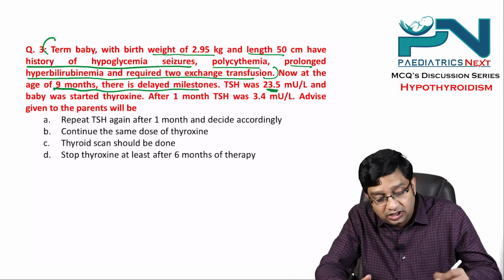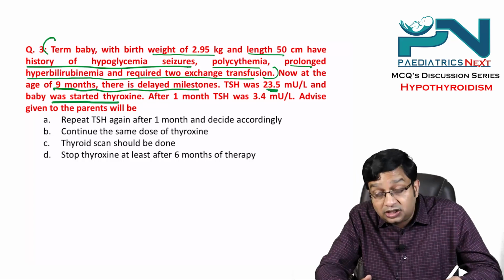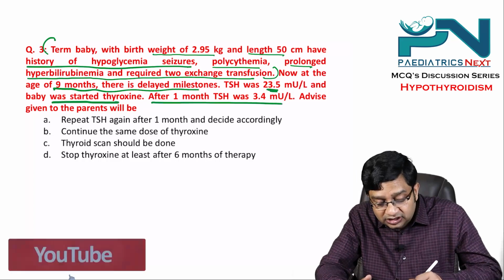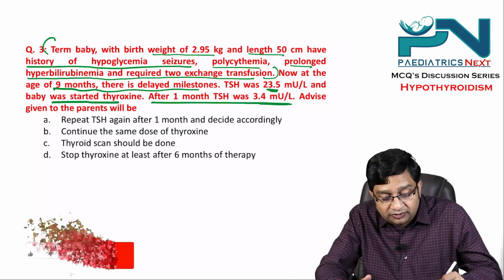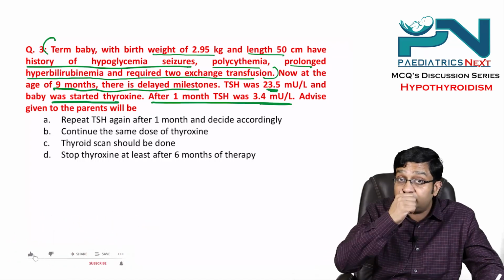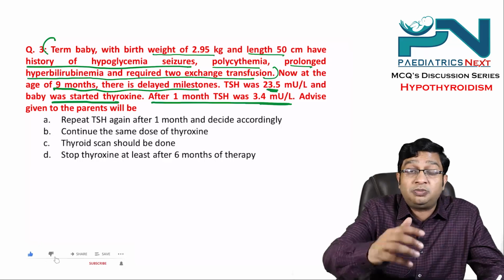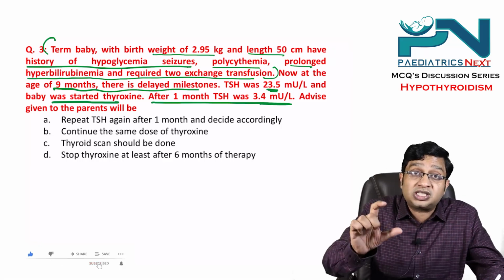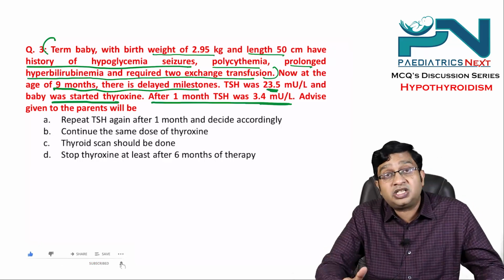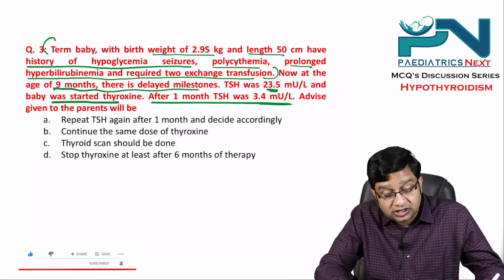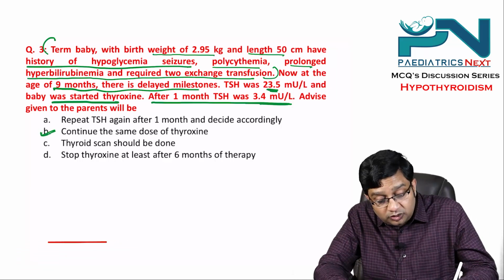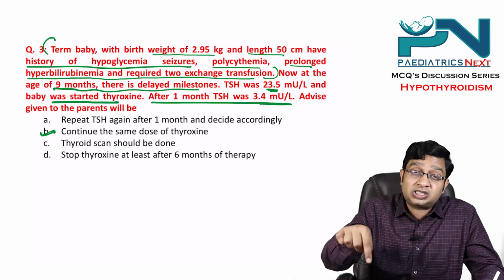TSH is 23 and baby was started on thyroxine. After 1 month, TSH is 3.4. Advice given to the parents will be, now you have just started the thyroxine, it has only been 1 month, and the thing is TSH is corrected. Now the parents will say that TSH is corrected. You should advise continue the same dose. No need to do the TSH again.